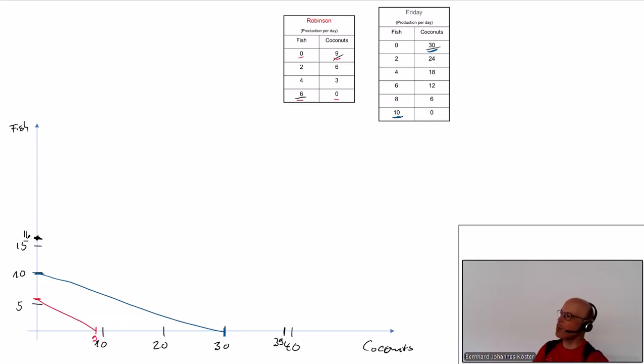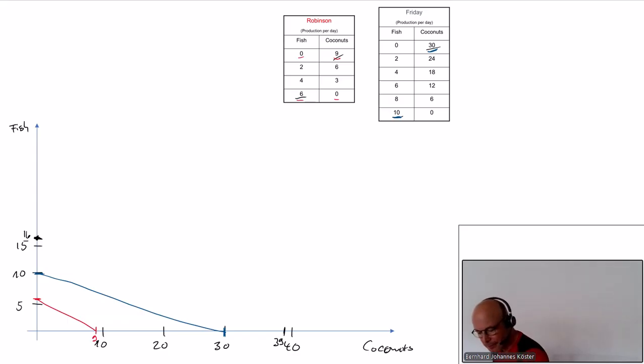Because if now one of these guys starts to climb the tree, picking one coconut, in this time he cannot catch a fish anymore. So we are losing fish for the first coconut. So the question is now, how much fish is Friday losing for the first coconut? And how much fish is Robinson losing for the first coconut?